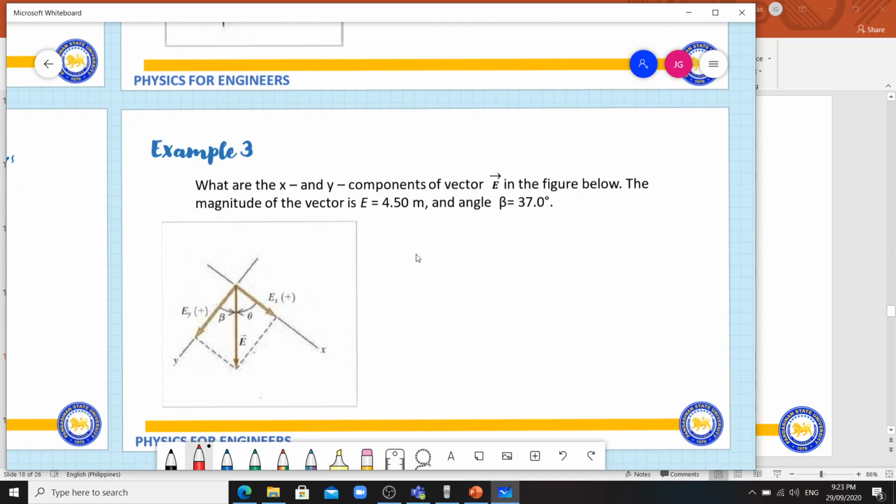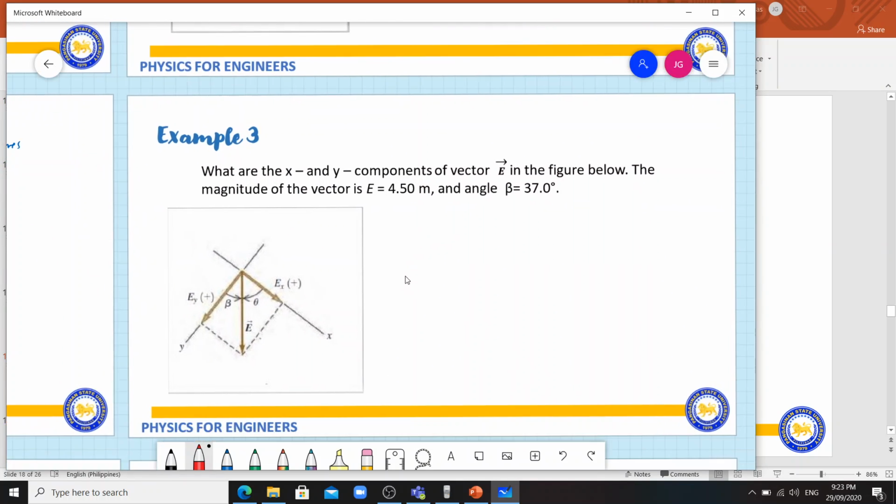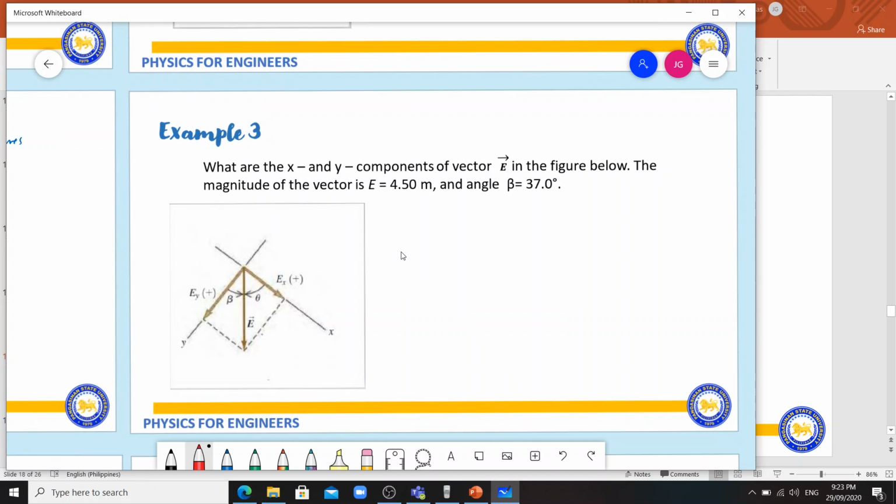Punta tayo sa example 3. What are the x and y components of vector E? So, hinahanap pa rin natin ang x and y component of vector E in the figure below. The magnitude of the vector is 4.5 meters and the angle is 37 degrees.